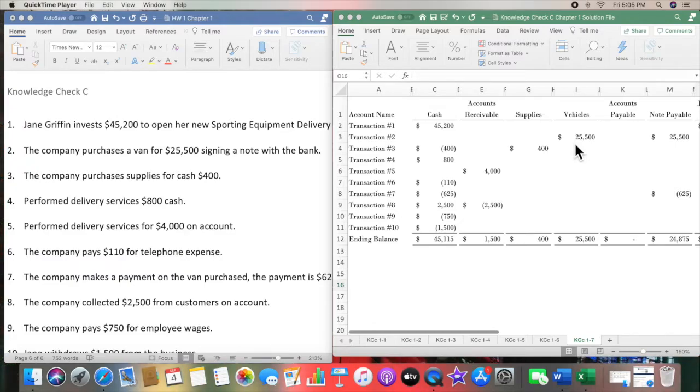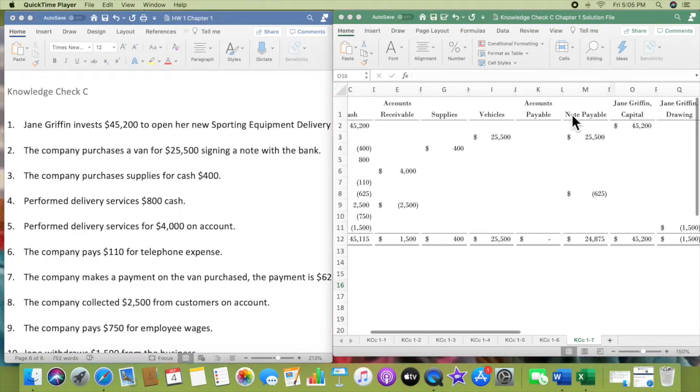Now, Jane is going to owe the bank this money. So she owes the bank $25,500. So we have to put under notes payable, which is a liability, $25,500 under notes payable because she owes that money. Right? So that is a liability.